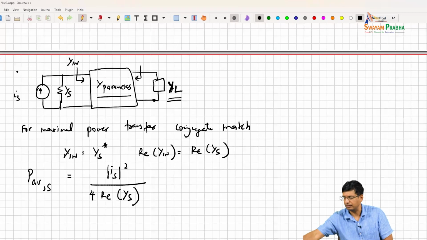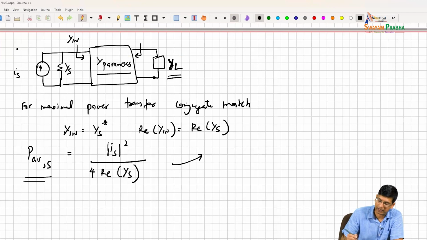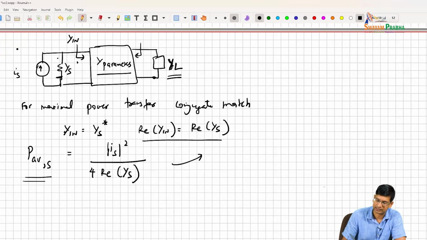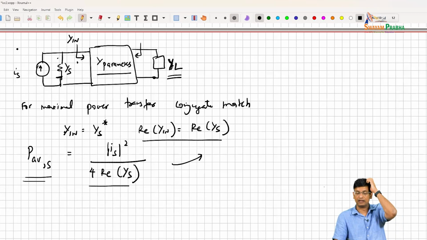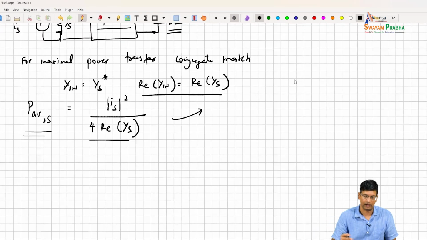So I can basically say that this is the situation when half the power that is available is dissipated in the source impedance. Half of it is dissipated into the Yin. But we know this condition is satisfied, so we can say that the P available from the source, or the P in that is going in, is Is squared divided by 4 real part of Ys.